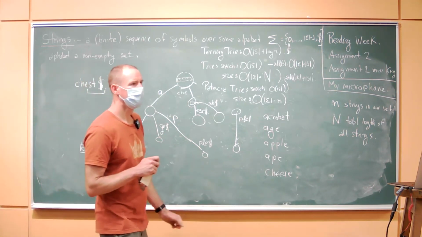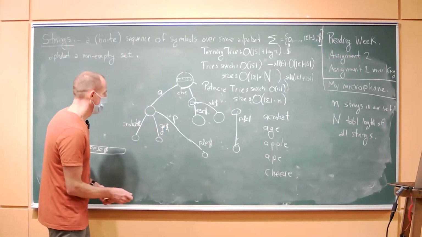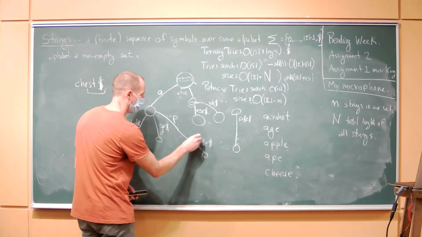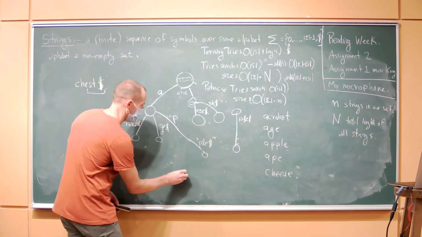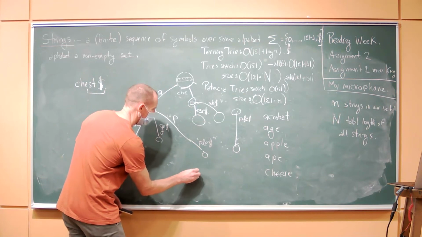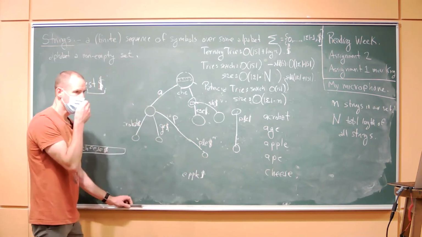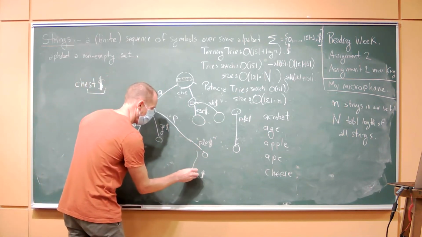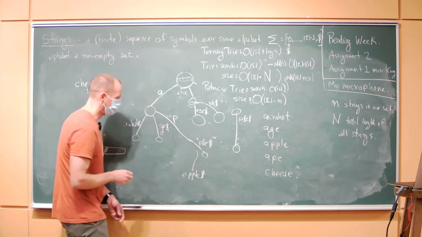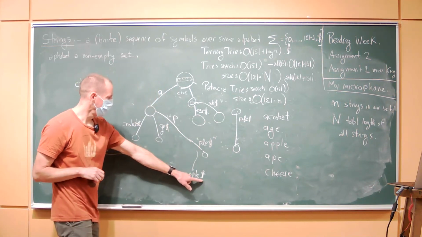What's that? Yeah. So this label here, where did it come from? Well, I know where it came from. It came from the string apple, because that's where this ends. So this label here was a pointer to the P in apple and the second P in apple and the length of that thing.